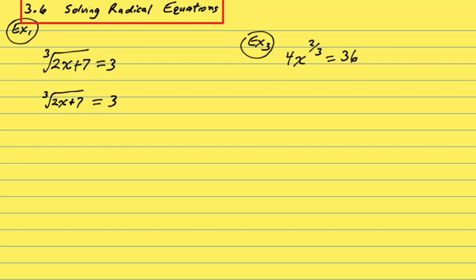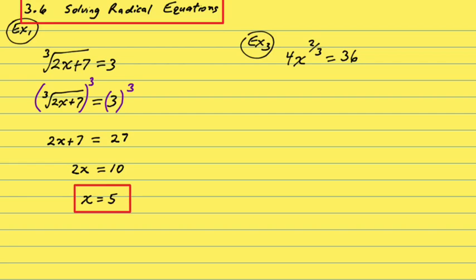This is the exact same equation. To get rid of a third root, you raise it to the 1/3 power. I'm sorry. The third root is a 1/3 power, so you raise it to the third. If you do that to one side, you have to do that to the other side. The third root and the third power eliminate each other, and 3 to the third is 27. If you subtract 7, it makes 2x equals 10. If you divide by 2, you get your answer to be x equals 5.